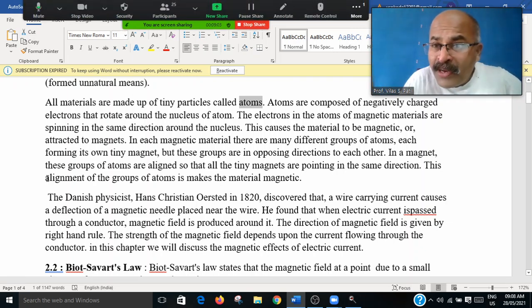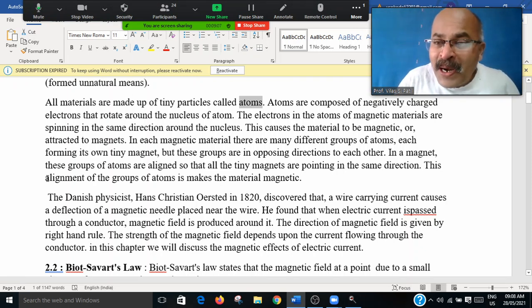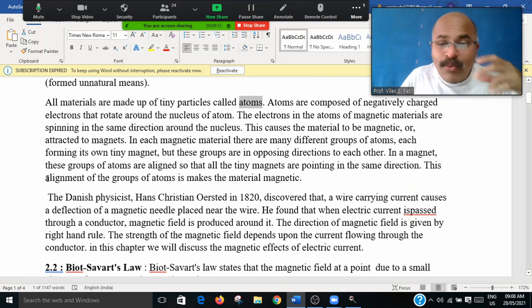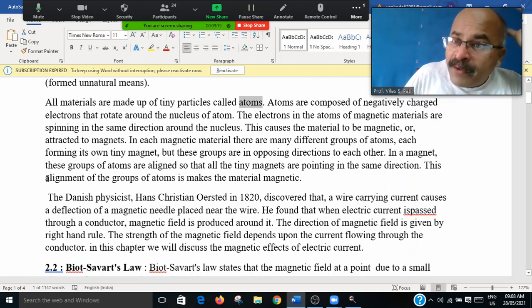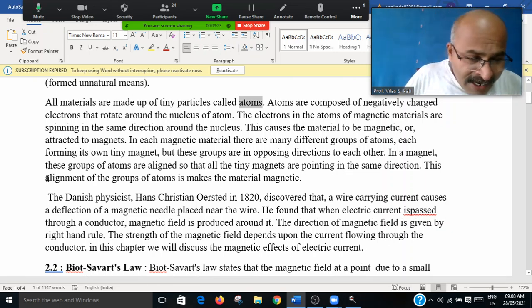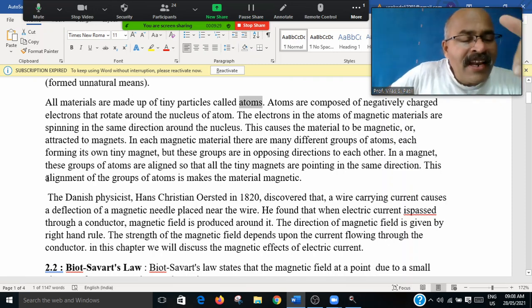If such a magnetic material is placed in an external magnetic field, then all the magnetic directions will be aligned in the direction of the external magnetic field, and due to that the whole material is magnetized in the direction of the external magnetic field. This alignment shows the magnetic behavior, and this alignment of the groups of atoms makes the material magnetic.